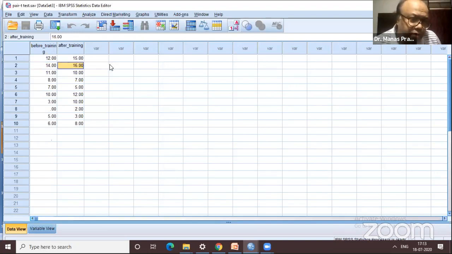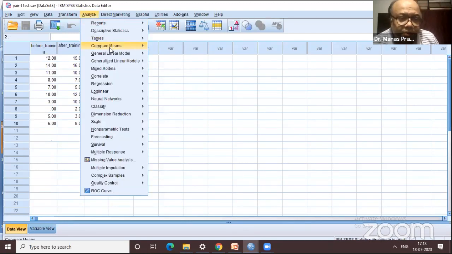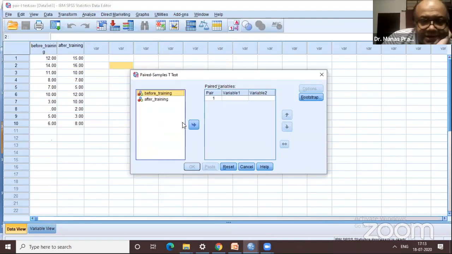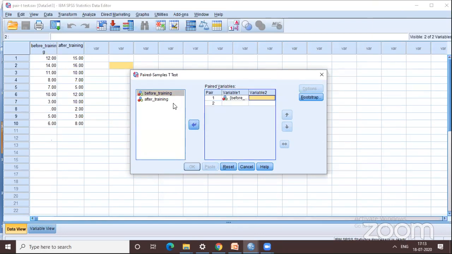Now for conducting the paired test, we have to go to Analyze, Compare Means, then Paired-Samples T Test. Click on it. Then we have to put variable 1 here and variable 2 here. So click before training and put before training there.